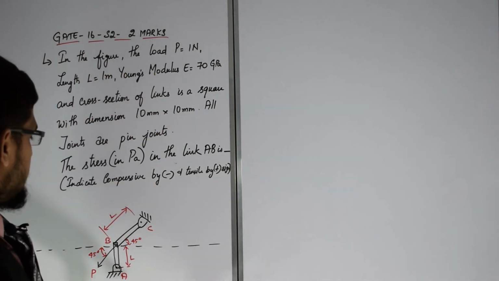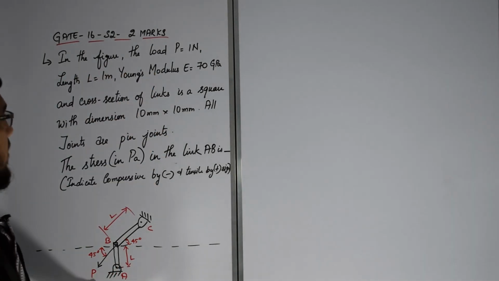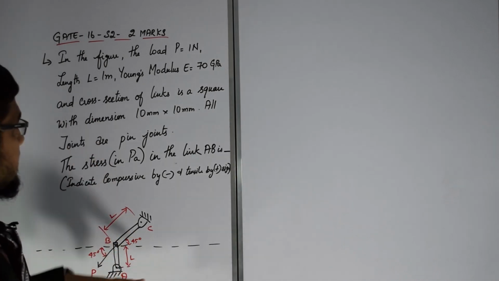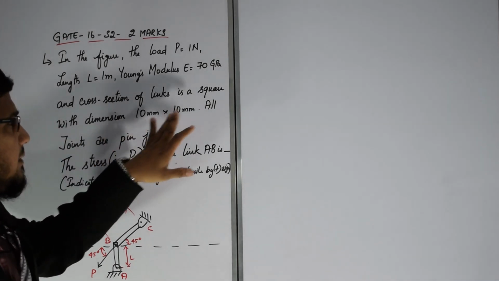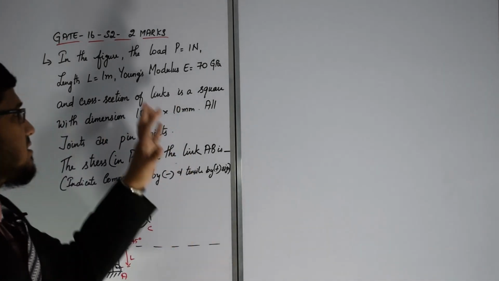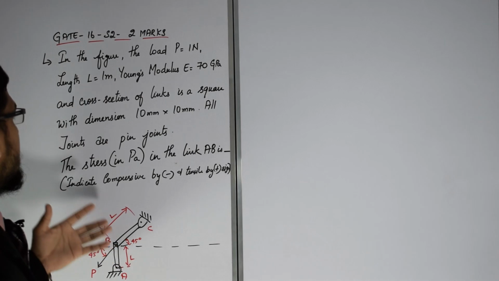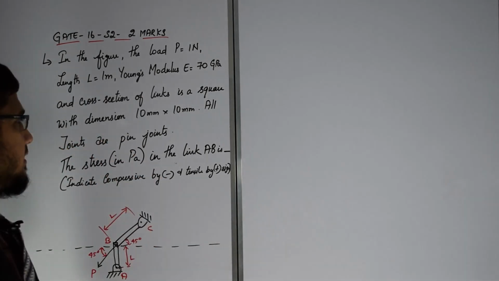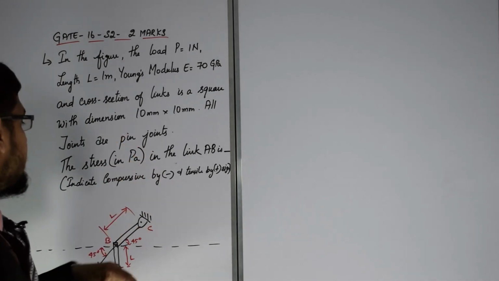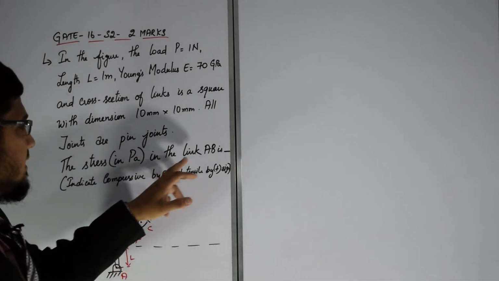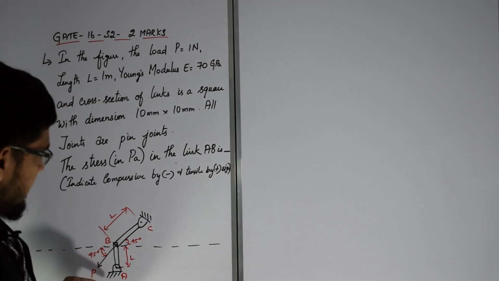In the figure, the load P is 1 Newton, length L is 1 meter, Young's modulus E is 70 GPa, and the cross section of the link is a square with dimension 10 mm by 10 mm. Till now we have not seen anything like Young's modulus or the cross section and all those things. Let it be. All joints are pin joints. Oh, this is the most important factor. The stress in pascals in the link AB, what is the stress?